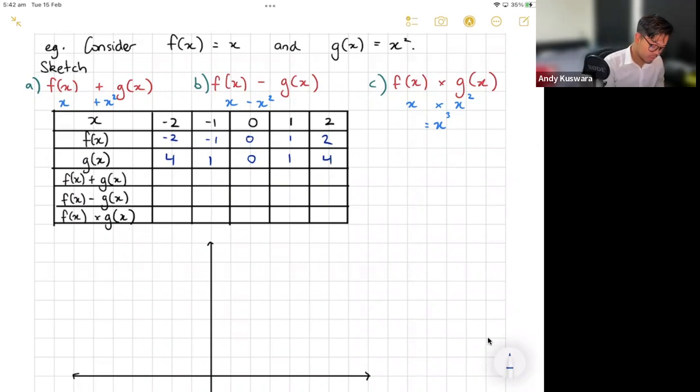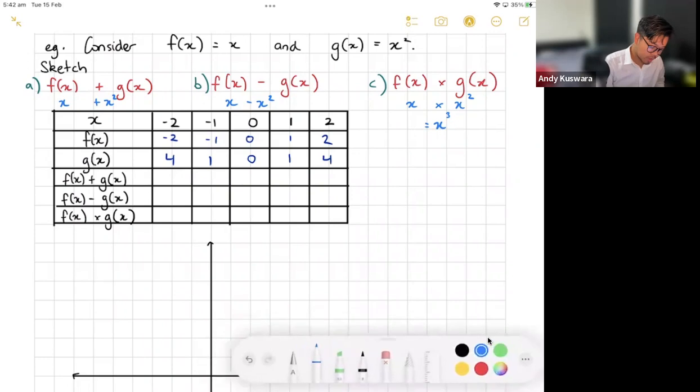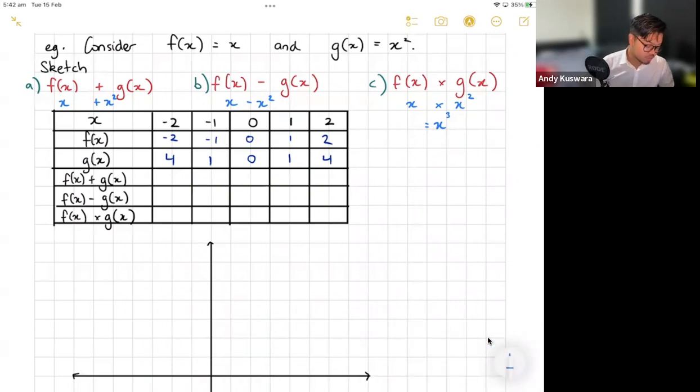Okay, now all we're really doing is adding them for our f(x) plus g(x). So what's -2 plus 4? -2 plus 4 is just going to be +2. -1 plus 1 is 0. Is that right? Yeah, I think it is. Okay, 0 plus 0 is going to be 0. 1 plus 1 is going to equal 2. And 2 plus 4 is going to equal 6. Yeah, so that's our one there.